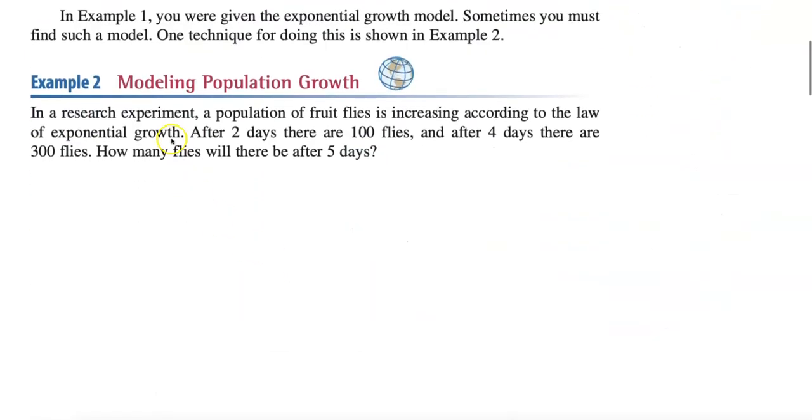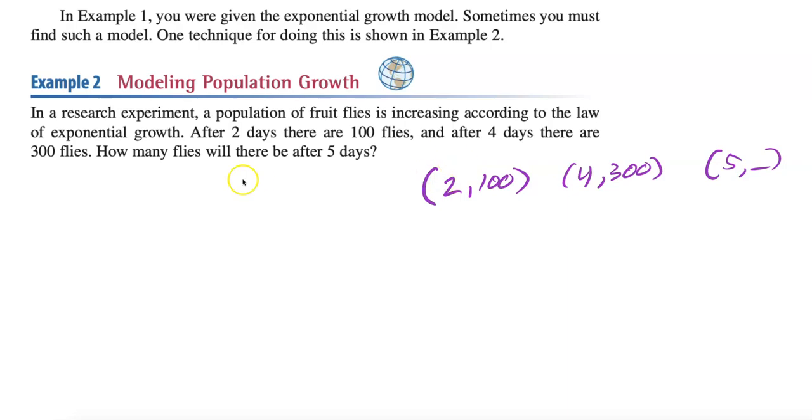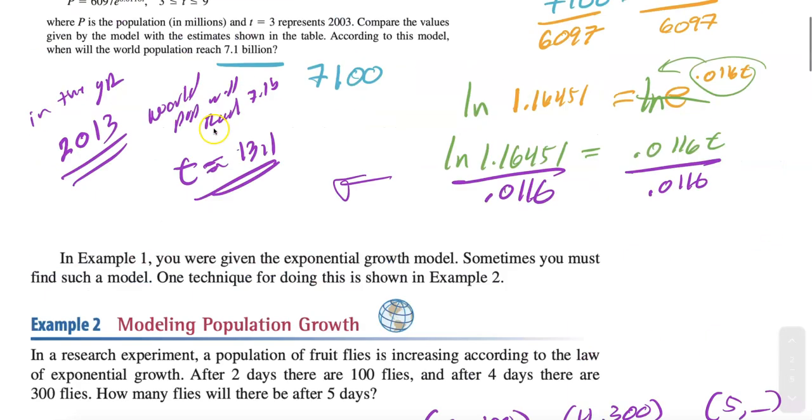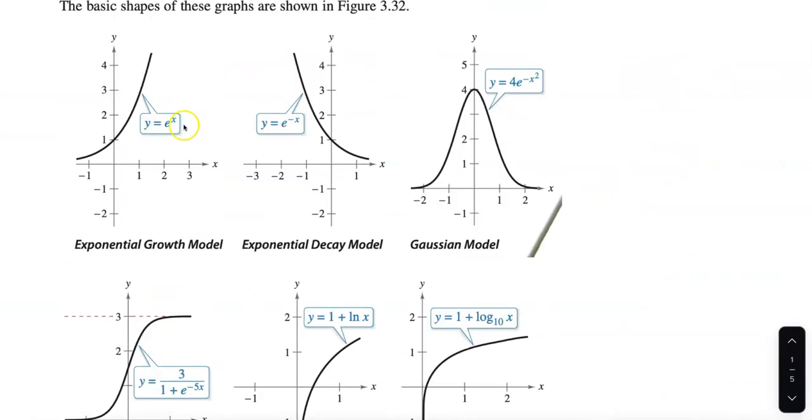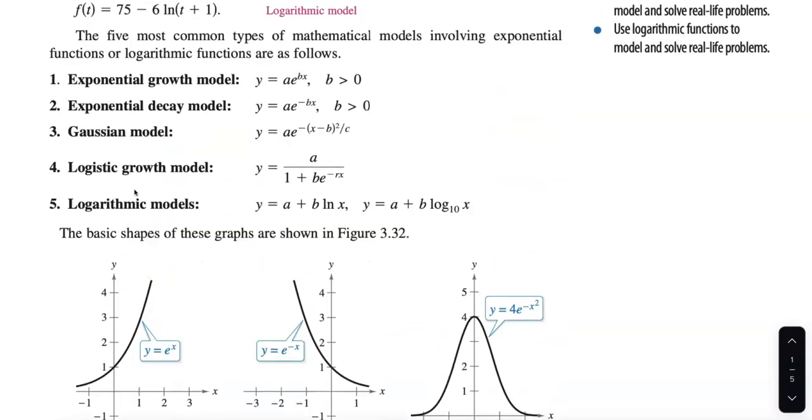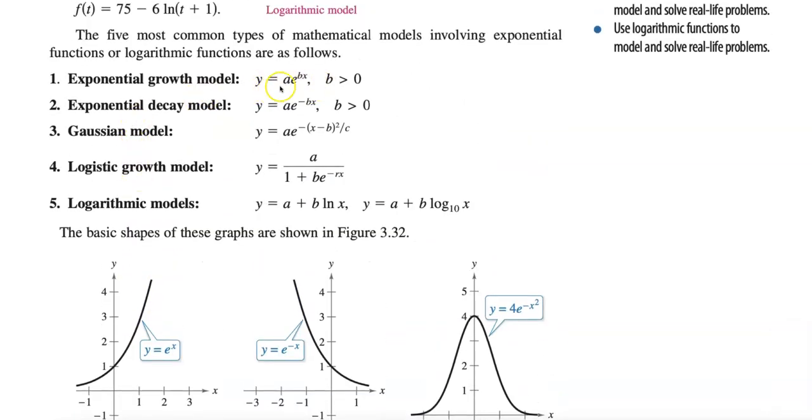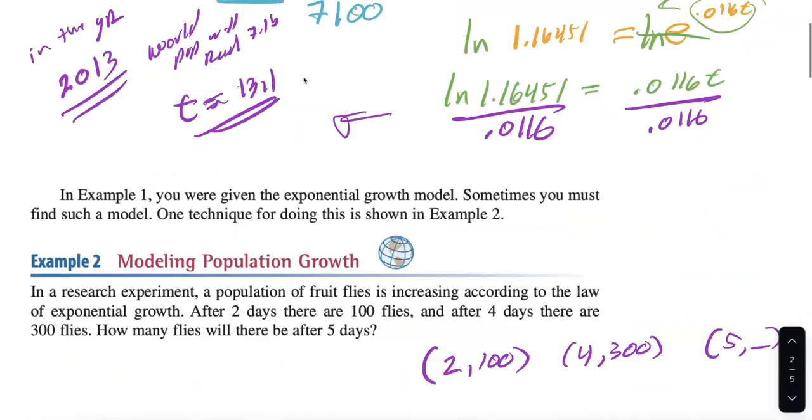Example 2: in a research experiment, a population of fruit flies is increasing according to the law of exponential growth. After 2 days, there are 100 flies. After 4 days, there are 300 flies. So essentially, we have a couple of points: 2 and 100, and 4 and 300. We're trying to figure out what it is at 5. So we have to come up with an equation using these 2 points. They do tell us it's exponential growth. If you forgot that already, an exponential growth model is y equals a e to the bx.